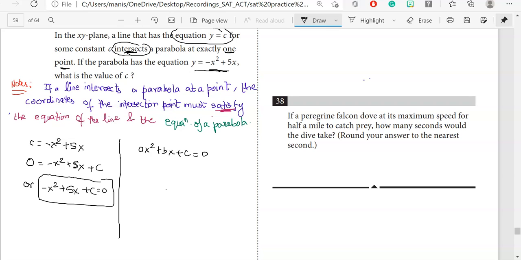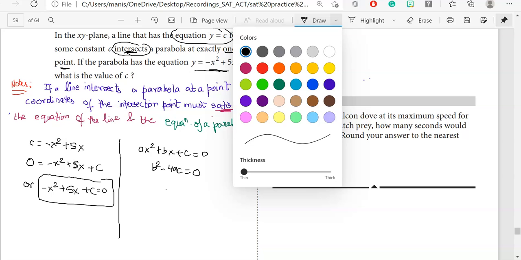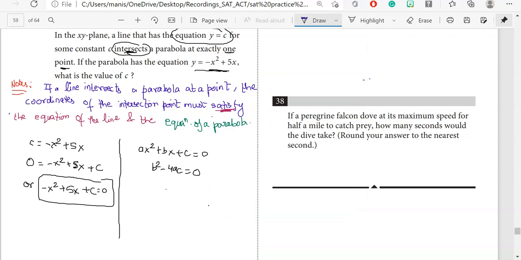Okay, if you remember this, you would have learned it gives you exactly one solution when the discriminant of this equation is equal to 0. Alright, so when I compare these two equations, what I will do is find this discriminant.